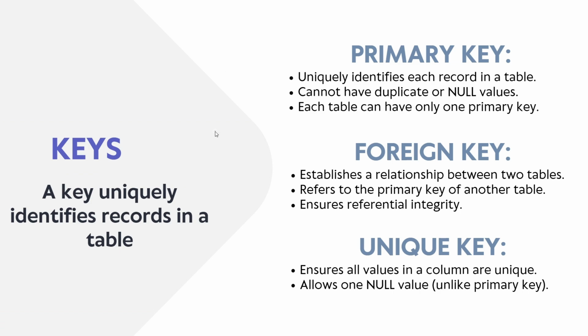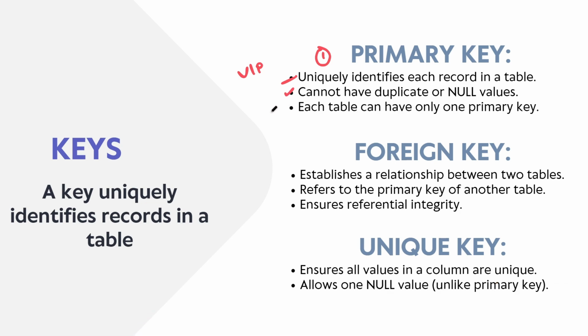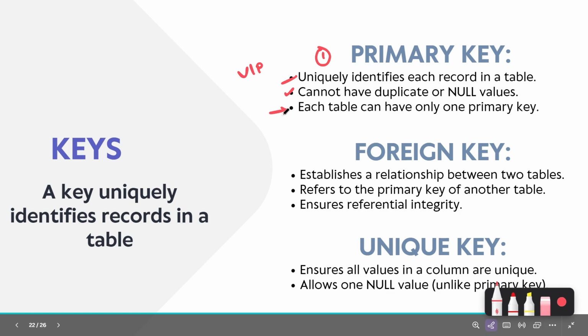So what are keys? Keys are like the backbone of a relational database. They help us to identify records and create relationships between tables. So let's go through each of the key types. All right. First comes the primary key. The primary key is like the VIP pass of a database. It uniquely identifies each record in a table and cannot have duplicate or null values. And remember, each table can have only one primary key.